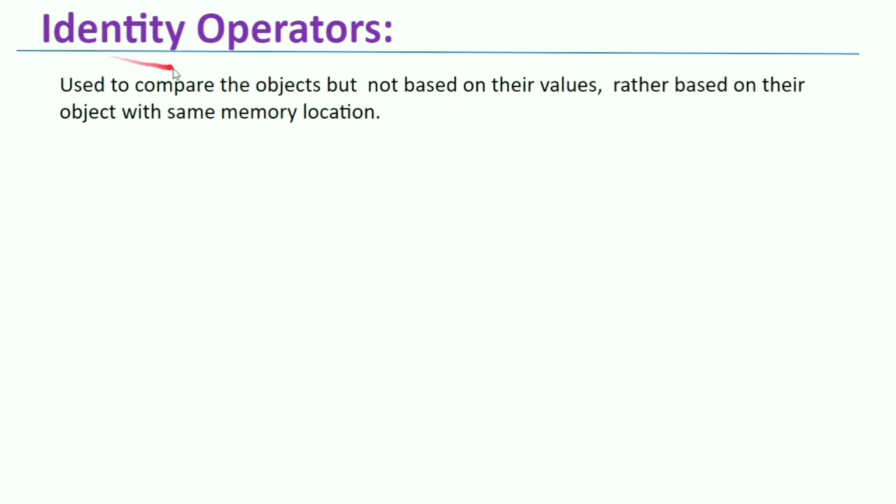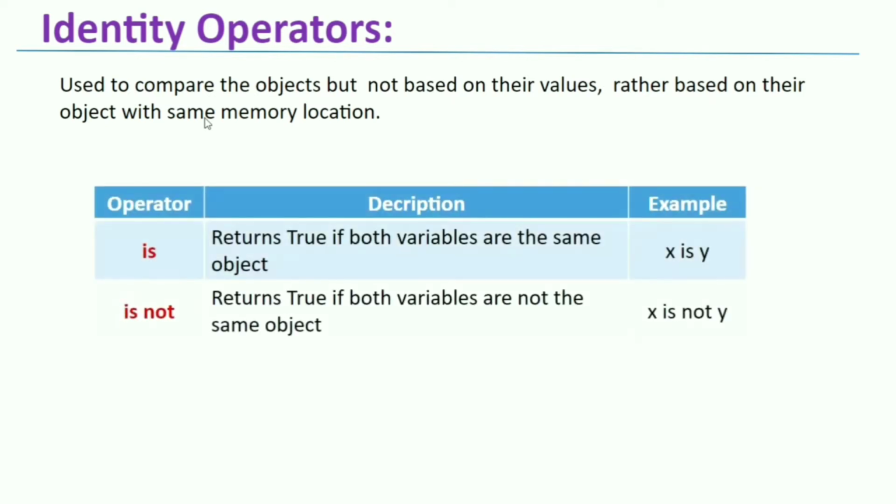These identity operators are used to compare objects based on their memory location, but not based on their values. So these identity operators are used to compare two objects, not two values, because the comparison takes place based on the objects and the memory location, not based on their values. These are the identity operators: is and is not.